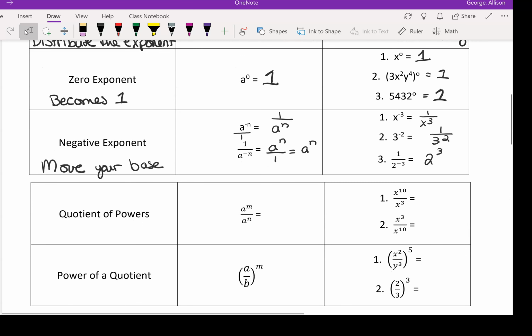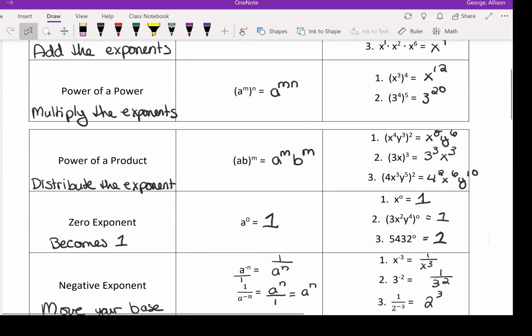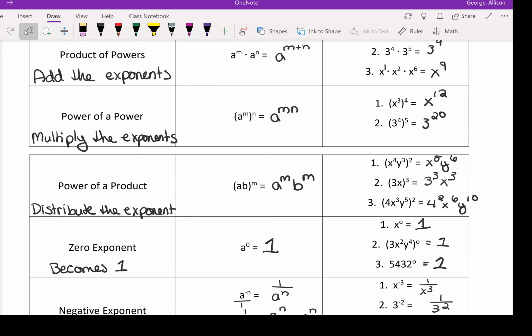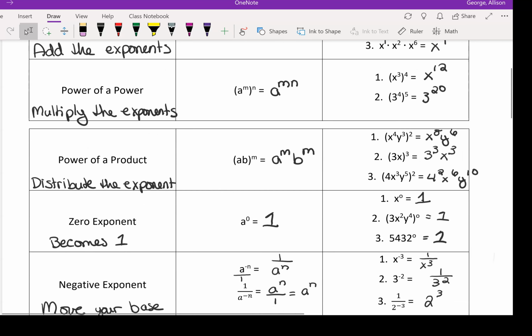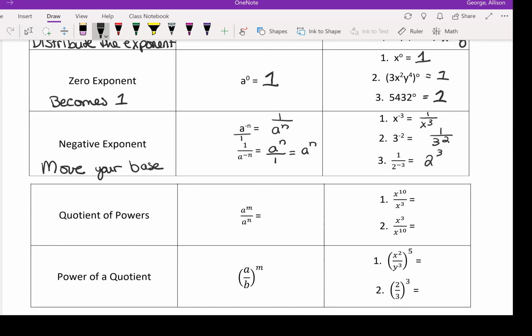Quotient of powers is exactly the opposite of product of powers. When we were multiplying, we added the exponents. So when we're dividing, we're going to subtract the exponents.